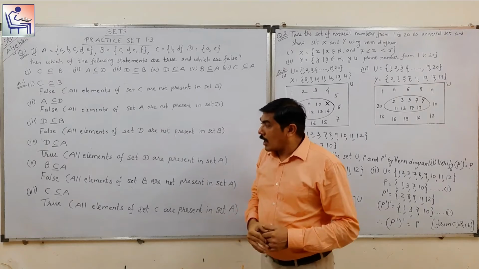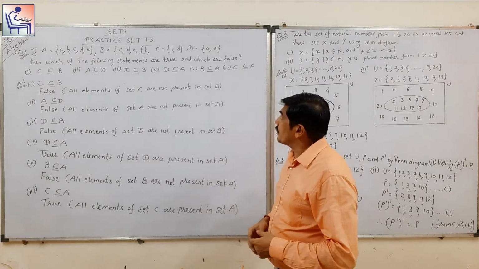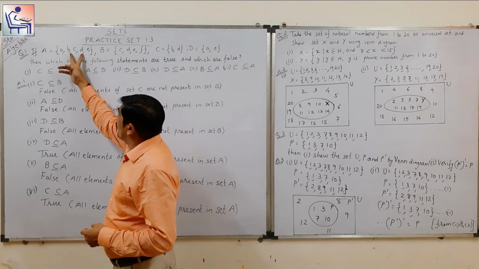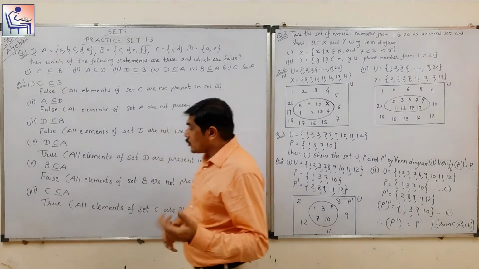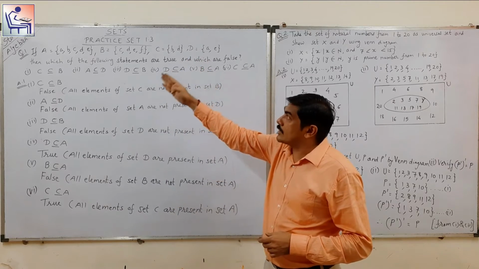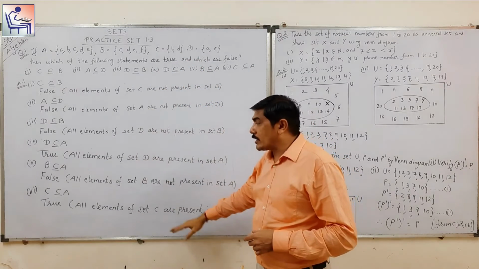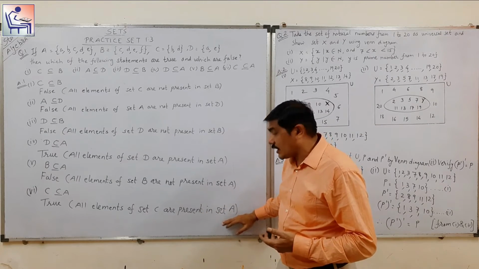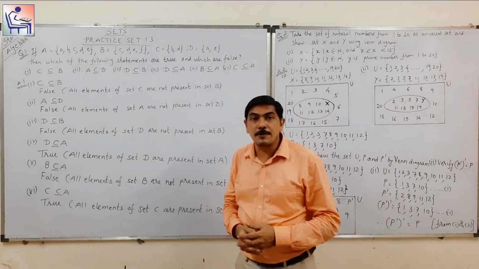Now C is a subset of A. The elements of C are B and D, and these same elements are present here in set A. So we can say that yes, all elements of C are present in set A. That's why this statement is true. That is correct. All elements of set C are present in set A.